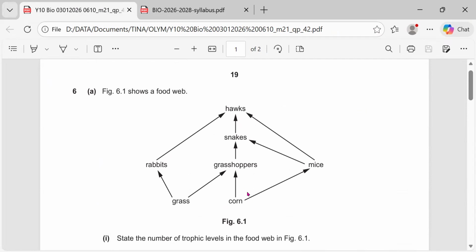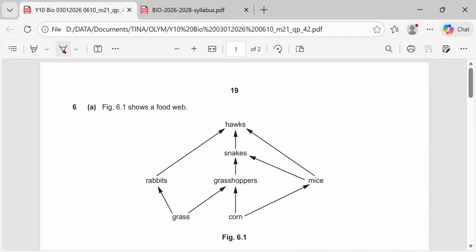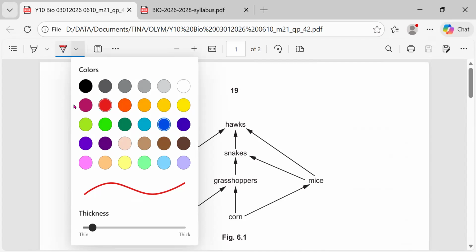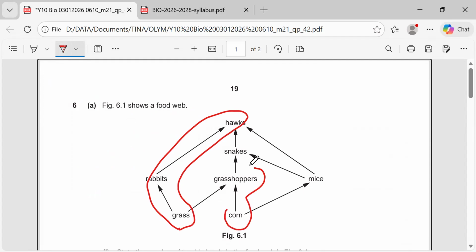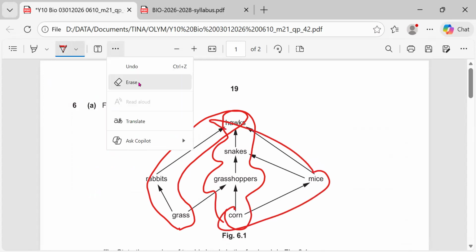Let's make a simple food chain from this. So this is a food web. A food web is many interconnecting food chains. You learned this before in year 7, right? Maybe year 6 or so. So grass, rabbit, hogs. That's one. Corn, grasshopper, snake, hogs. That's another one. Corn, mice, hogs is also one.